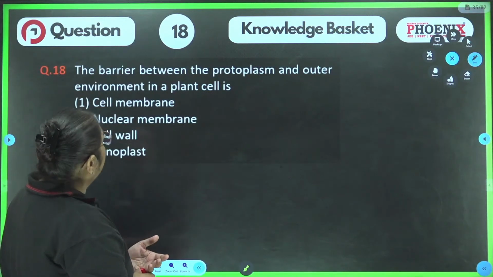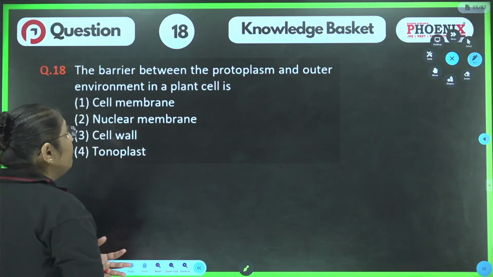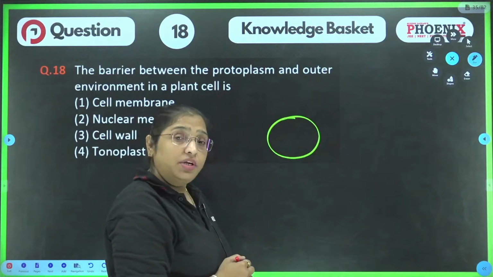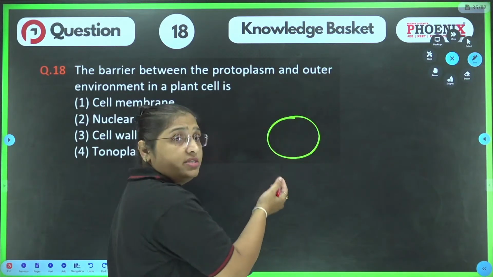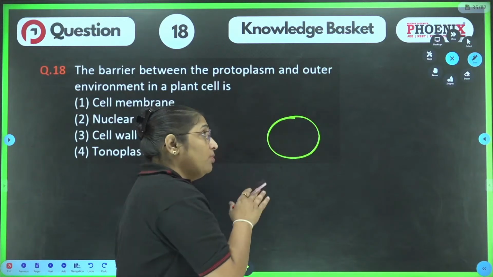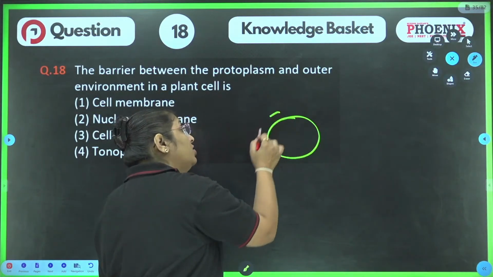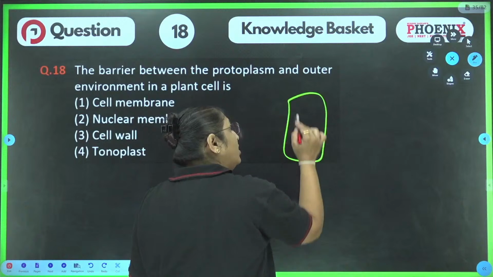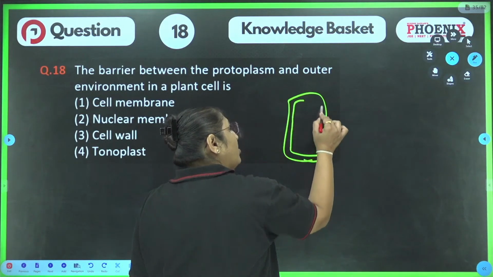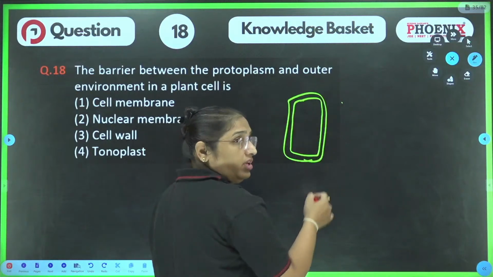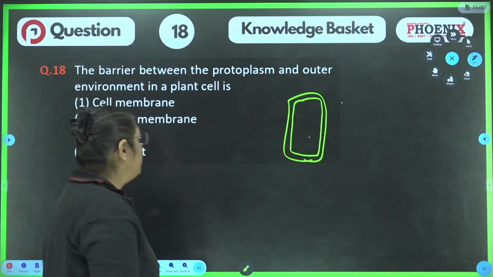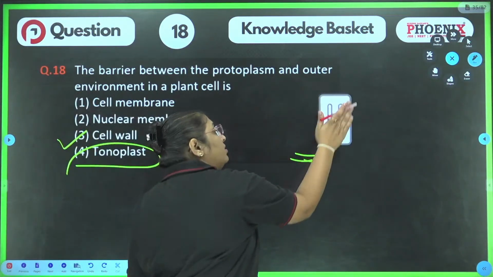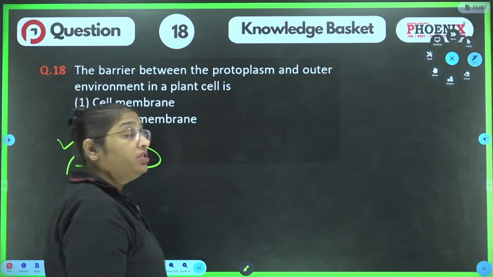The barrier between the protoplasm and outer environment in plant cell. Now once again, protoplasm is the living structure in the cell. It contains cytoplasm, cell membrane, nucleus. And the non-living is the cell wall, and under it is the plasma membrane. The question is, between the outer environment and protoplasm, what will come? So cell wall. Tonoplast is the outer membrane of vacuoles, we call it tonoplast.